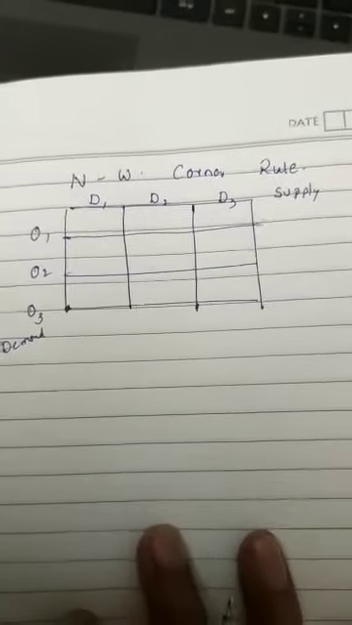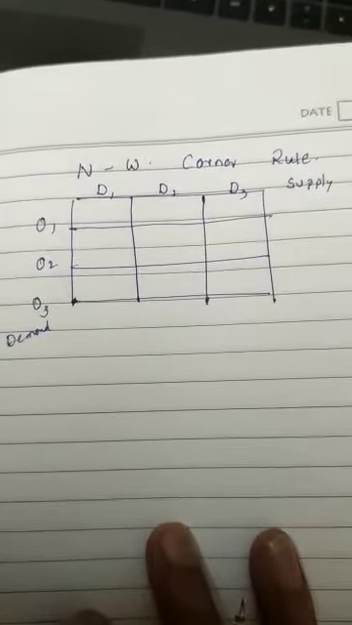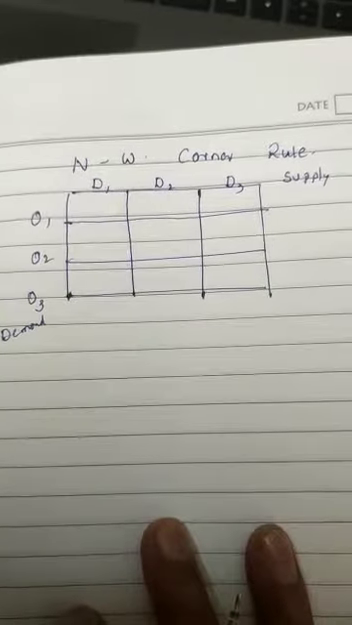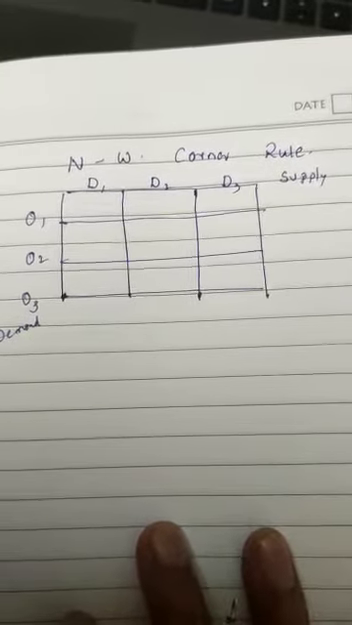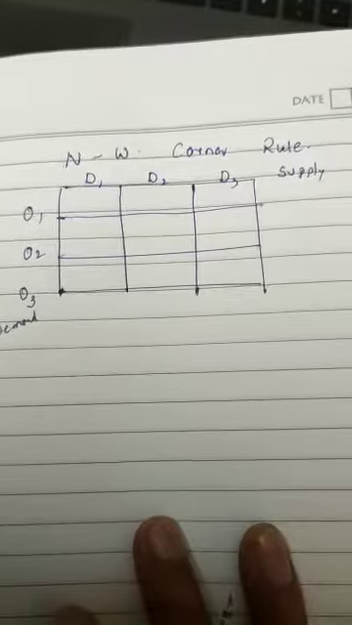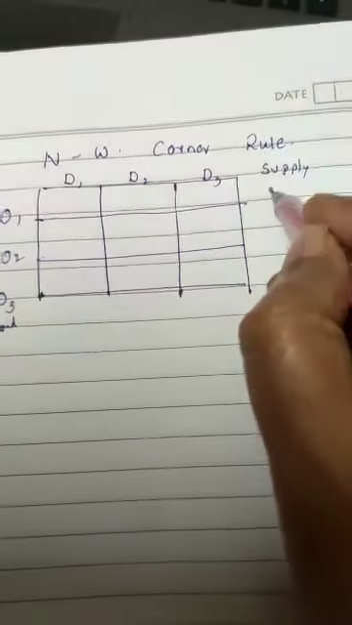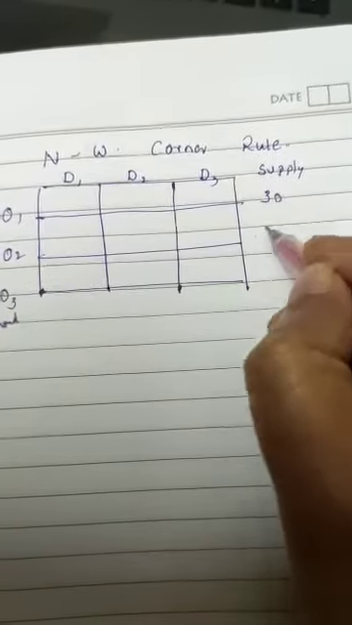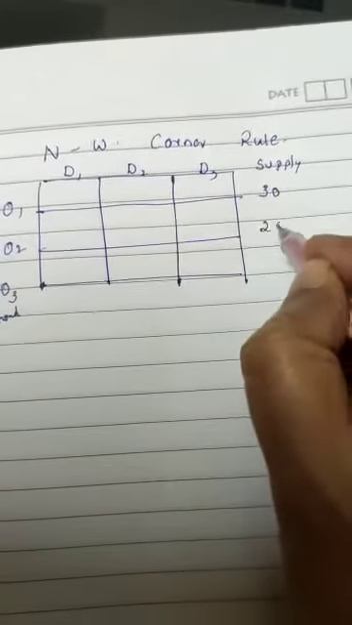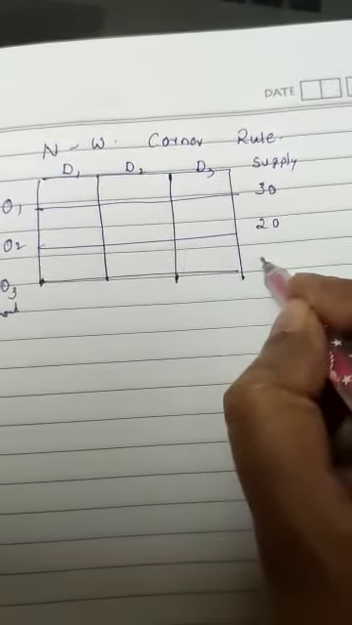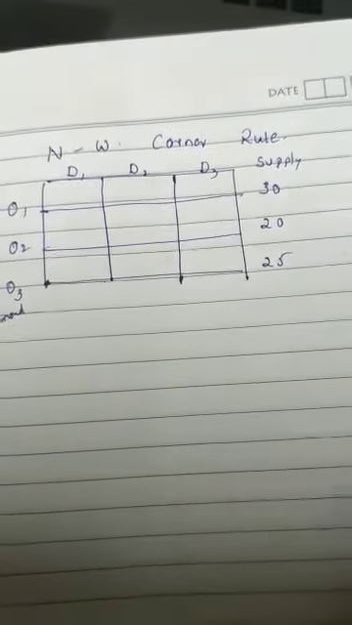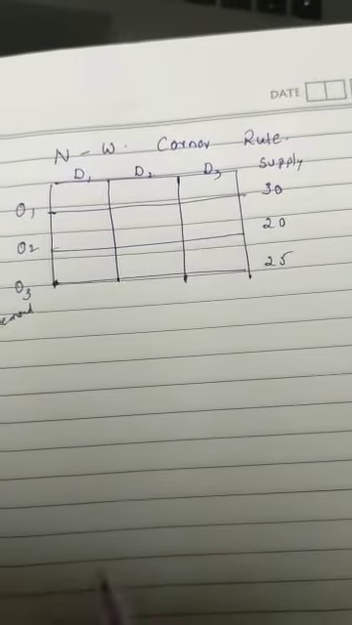Dear students, today we are discussing the northwest corner rule problem, which is a 3 by 3 matrix. There are three origins O1, O2, O3 and the destinations D1, D2 and D3. This is the supply: the supply of the first one is 30, then 20 and 25.